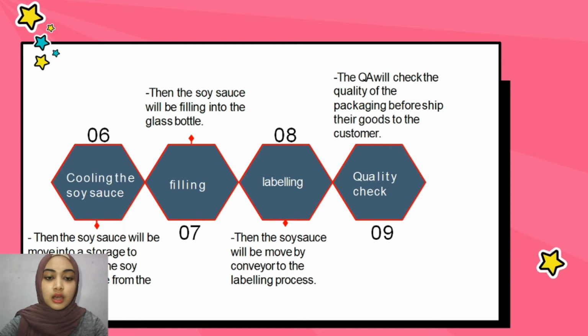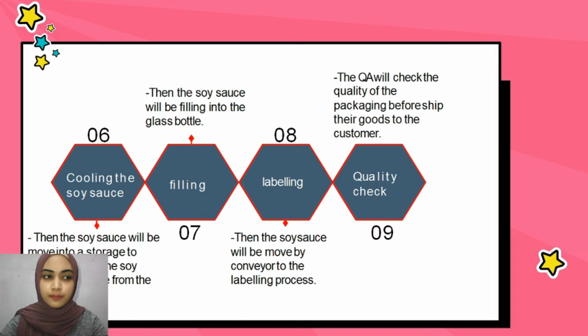Next is the labeling process, which is after that the glass bottle of the soy sauce will move to the labeling process through a conveyor, putting the label on the bottle. Okay, last but not least is quality check. The QA will check the quality of the packaging before they ship the goods to the customer.